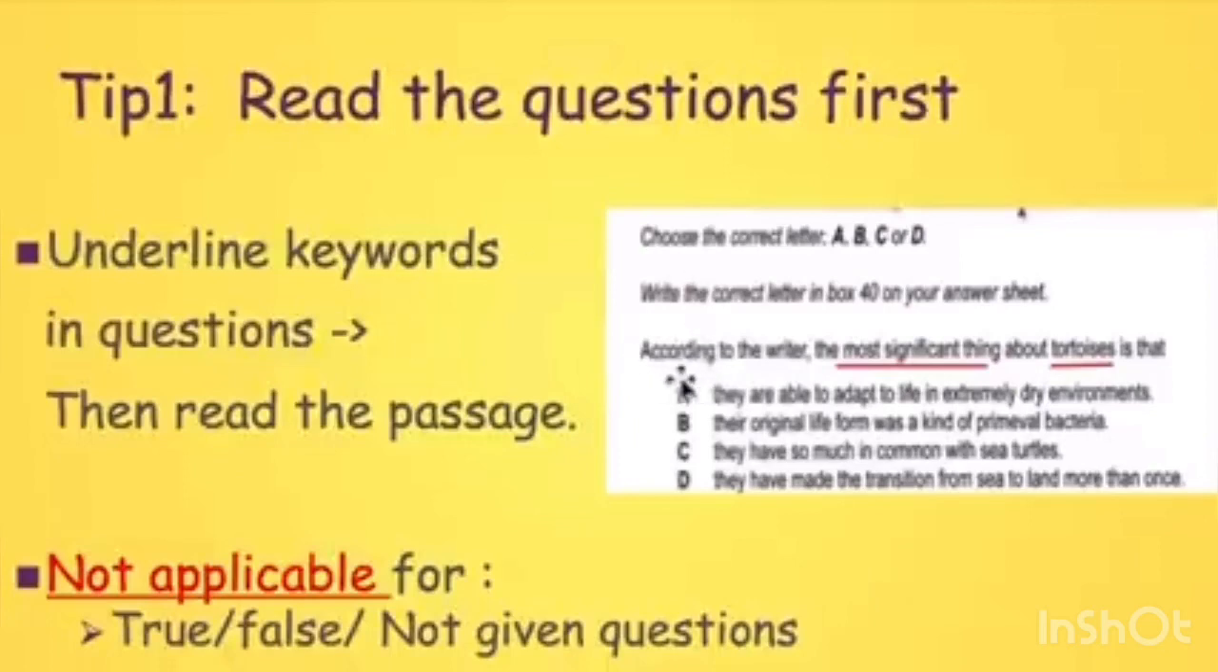What I mean is, let's say there's a question that says, according to the writer, the most significant thing about tortoises is that. So before you even read the passage, you read the question and you underline, okay, so I'm looking for a most significant thing and something about tortoises. So when you're reading the passage, go back to the passage and then spot the word tortoise or most significant or most important. Paraphrase it in your head as well. So that helps you save a lot of time reading and understanding each and every word, each and every line in the passage.